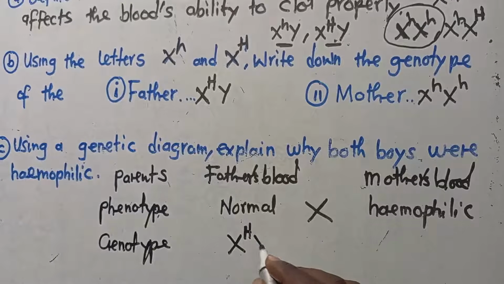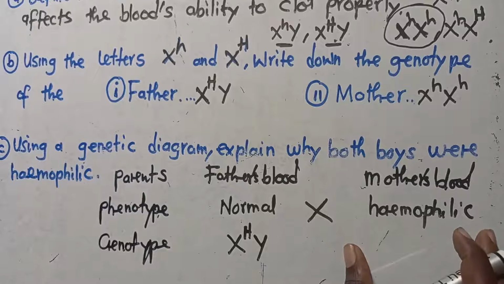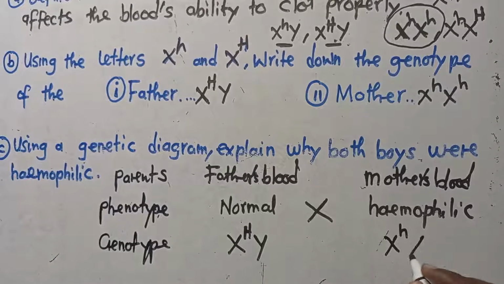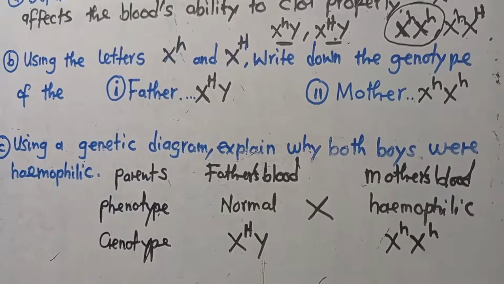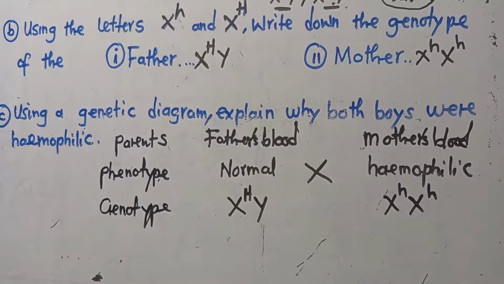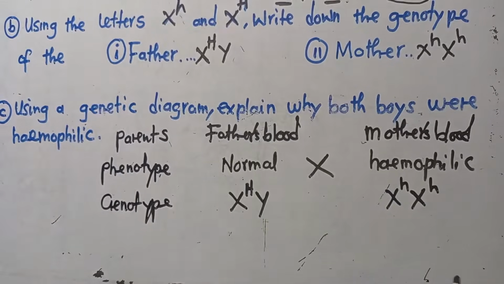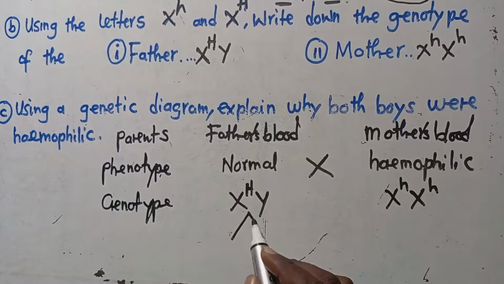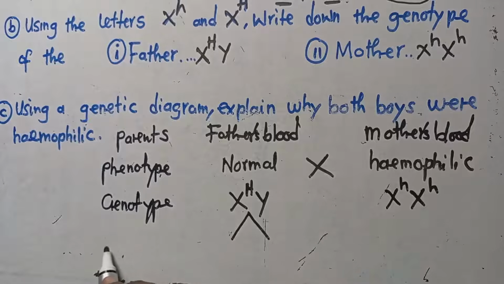H is dominant. The father is just normal. But the mother is hemophilic, so I do this. Then these are going to form what we call gametes, where I'm going to separate them.